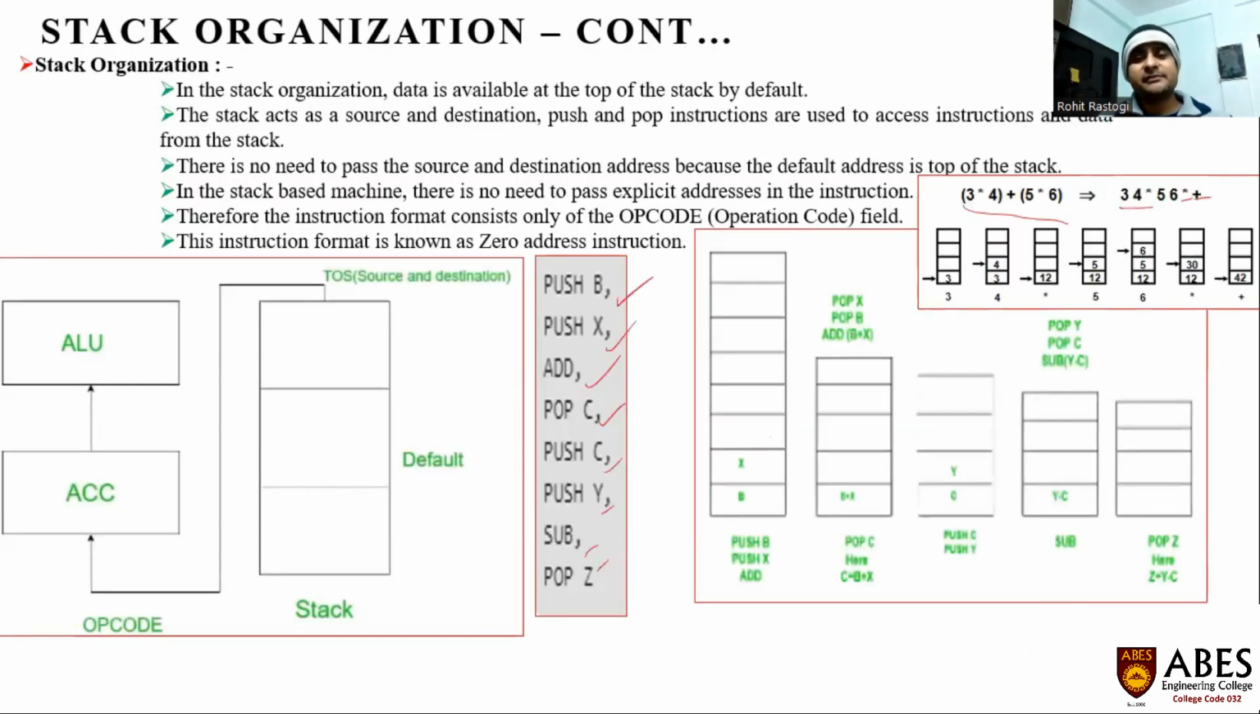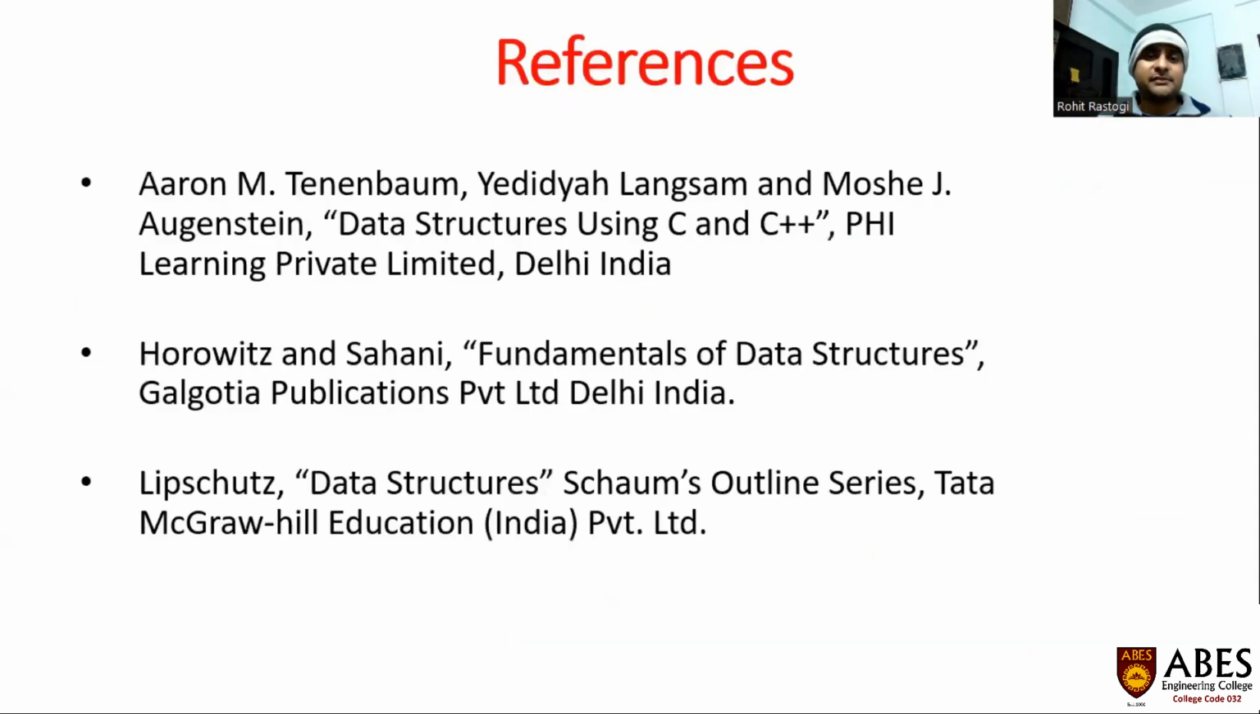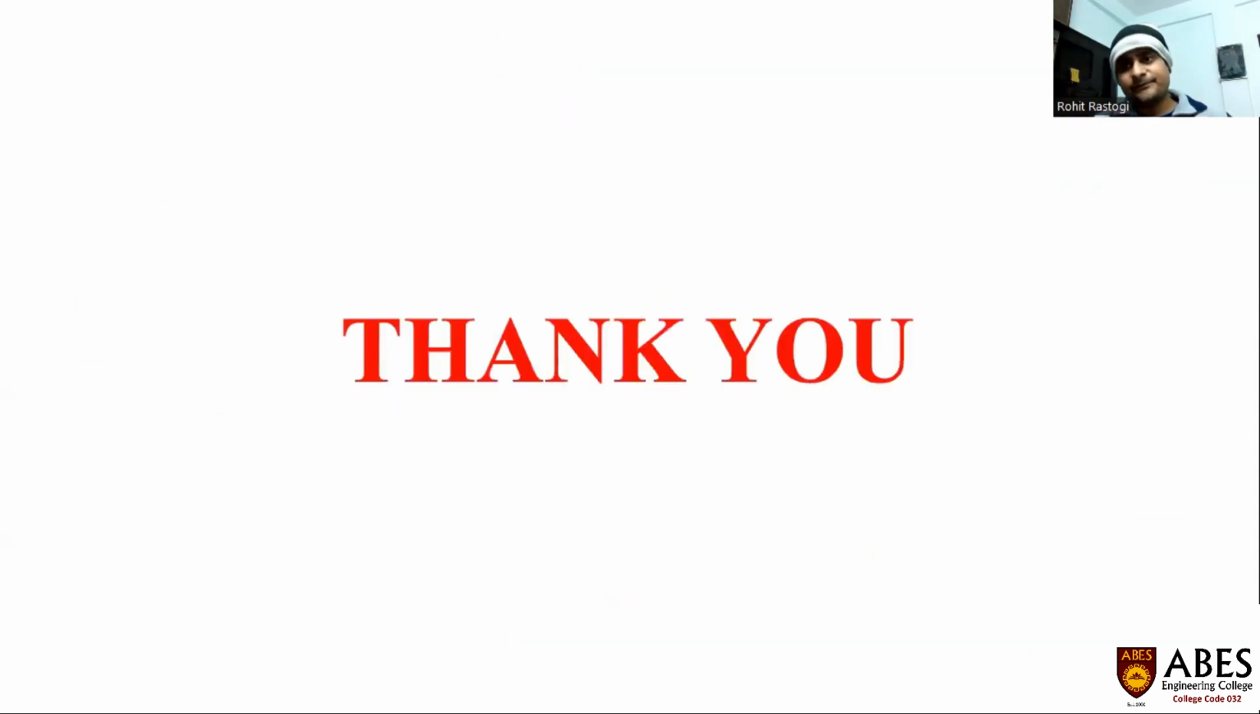Here, my dear students, we can see that the general purpose and stack-based organizations are good, but comparatively, the accumulator organization is very lengthy and costly, and the general purpose register organization is better than the other two, accumulator-based and stack-based organizations. So thank you for listening.